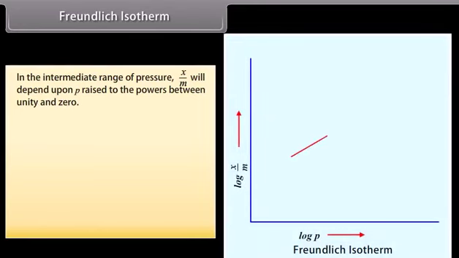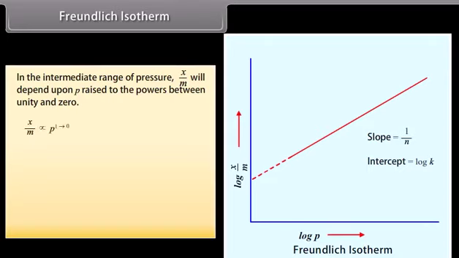Freundlich Isotherm. In the intermediate range of pressure, x upon m will depend upon P raised to the powers between unity and 0. This can be expressed as x upon m is directly proportional to P raised to the power 1 to 0, or x upon m is directly proportional to P raised to the power 1 upon n, where the value of n is greater than 1, or it can be written as x upon m is equal to k multiplied by P raised to the power 1 upon n.